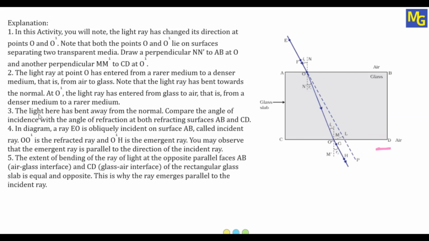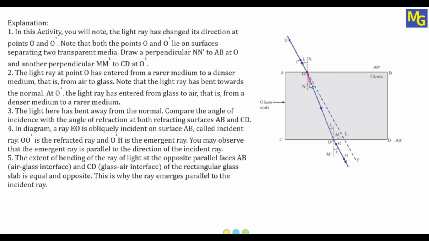Now the next. The light here has bent away from the normal. So this is in case of the O dash point. Compare the angle of incidence with the angle of refraction at both the refracting surfaces AB and CD. Now see the angle of refraction. This is called the angle of refraction here, and here this is also called the angle of refraction. Here it is I1 angle of incidence, R1 angle of refraction. This is I2 angle of incidence 2. This is R2 angle of refraction 2.